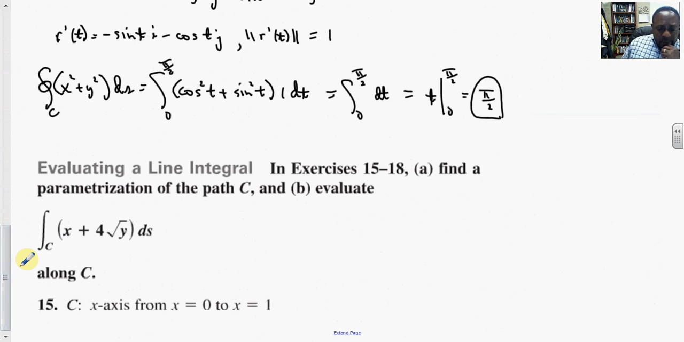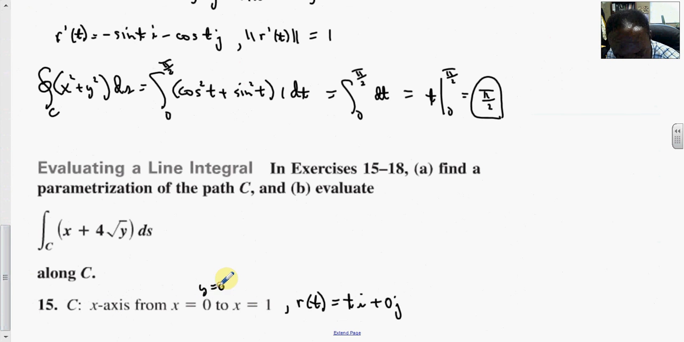Here, find the parameterization of the path C, and then part B, evaluate. Here you're along the x-axis where x goes from 0 to 1. So R of t is equal to t i plus 0 j. Along the x-axis, that's letting us know here that y is equal to 0. So this is just t i here where t goes from 0 to 1.